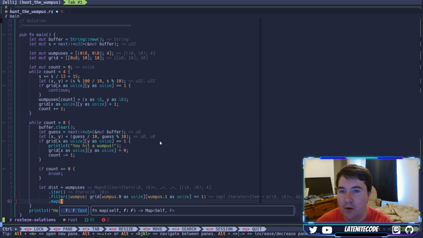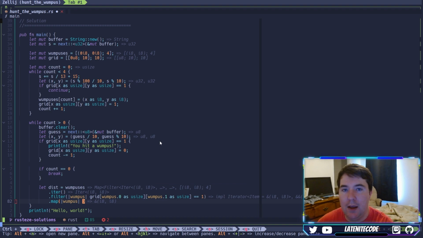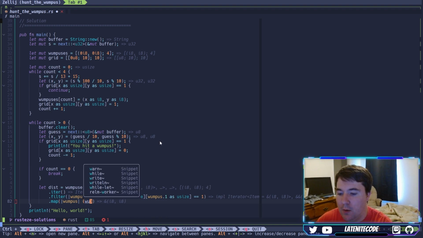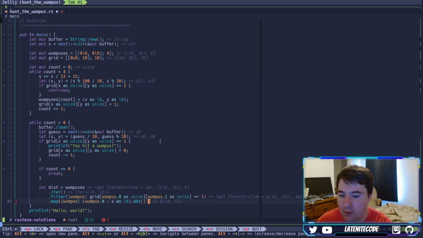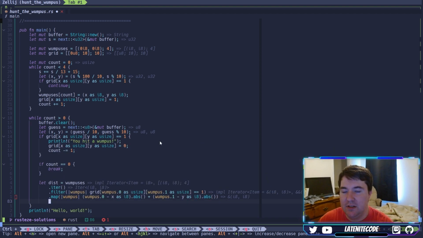Once I've filtered out to only the Wumpuses that are in the grid, then I can go ahead and compute their Manhattan distance by mapping the Wumpus to Wumpus.0 minus x as i8 dot absolute value plus the Wumpus.1 minus y as i8 dot absolute value. So this now maps those Wumpuses that are uncaptured to their Manhattan distance.